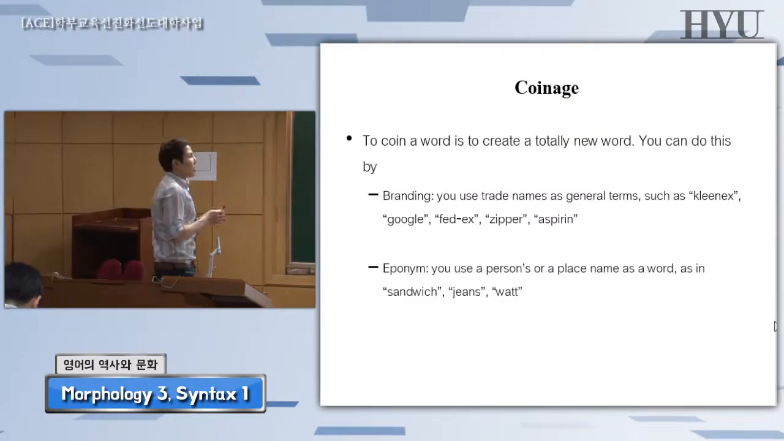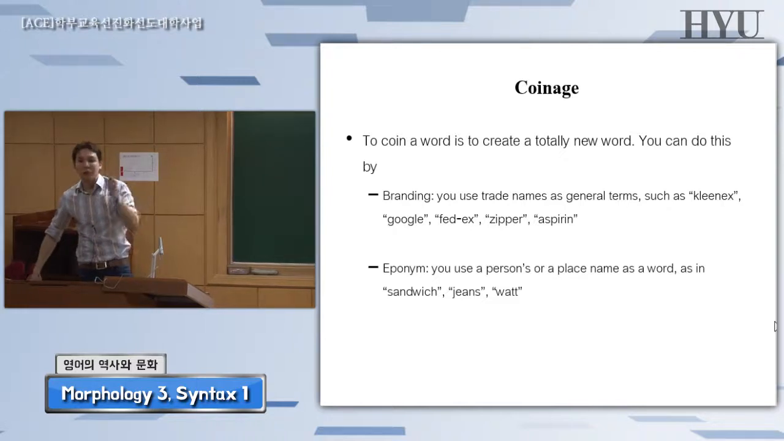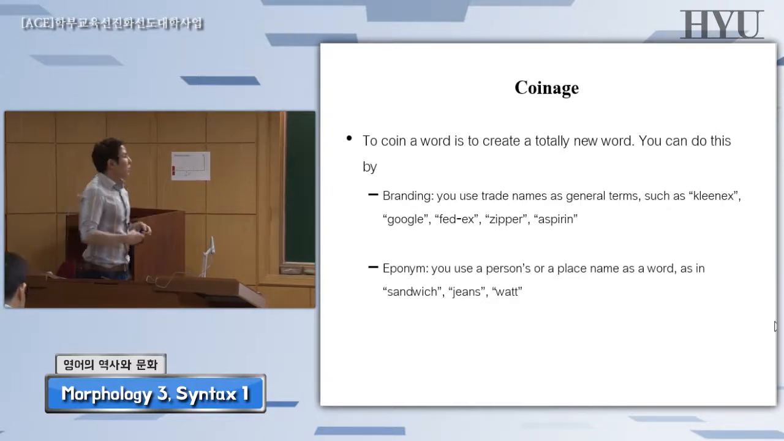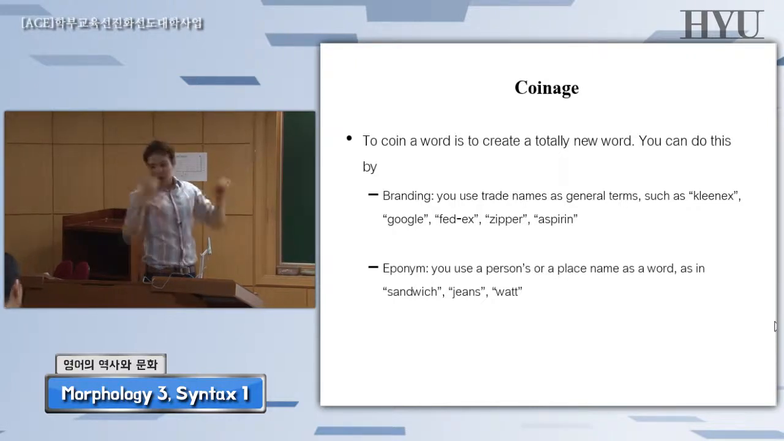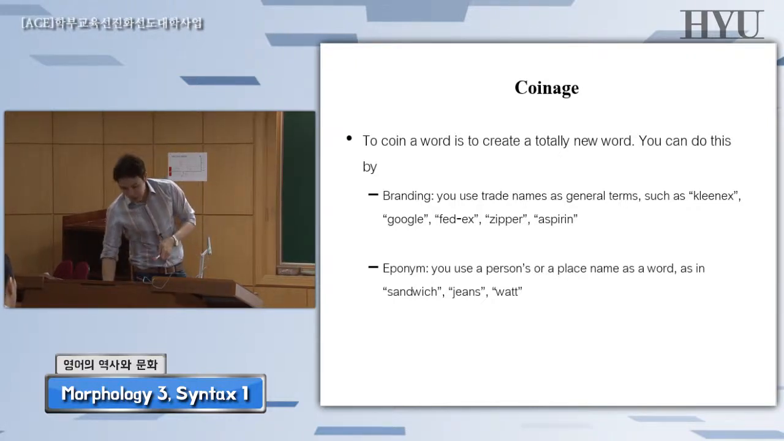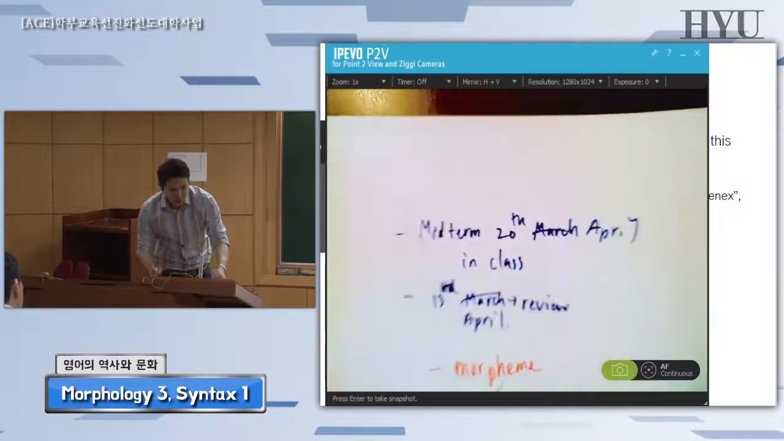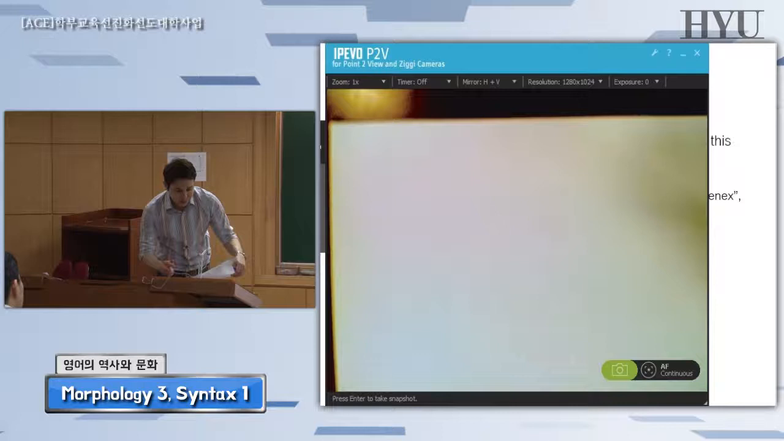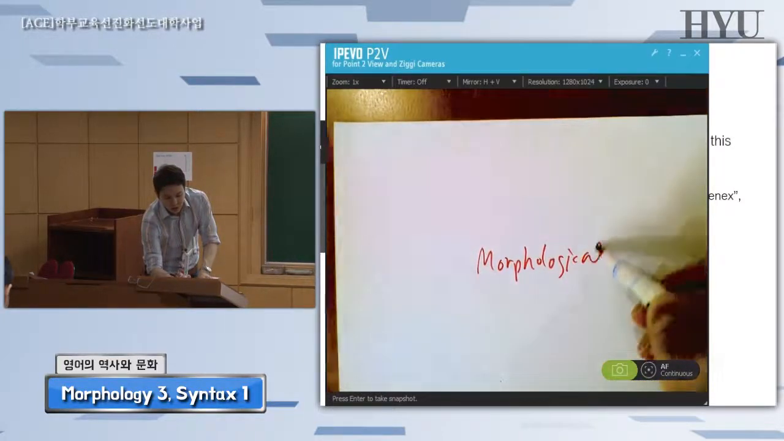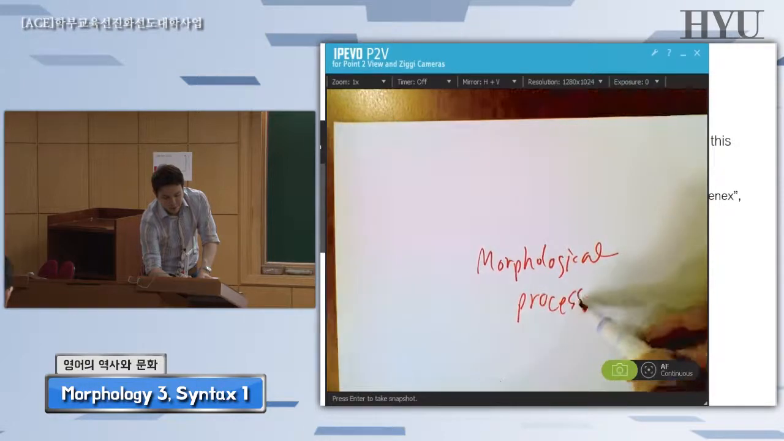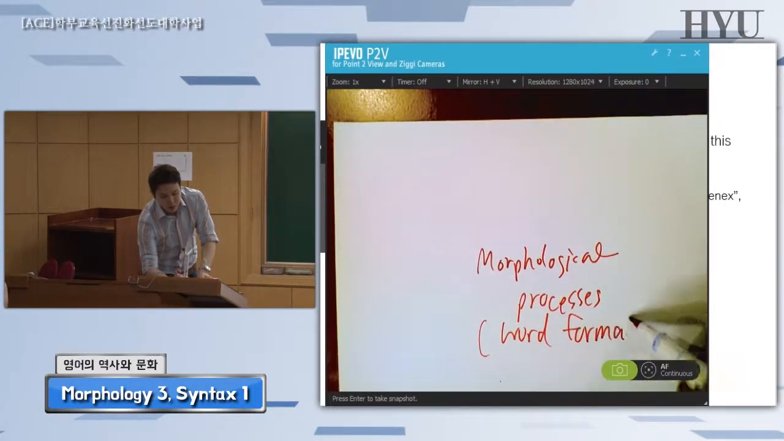Now let's move on to the last issue for morphology, and then we'll go on to syntax today. So for morphology, this is what we call morphological processes. Okay, I'll need to write this out for you. Morphological processes. So, in other words, we are talking about word formation here.